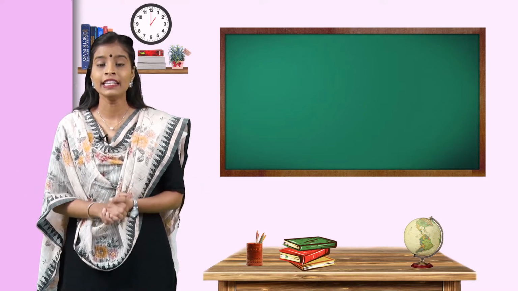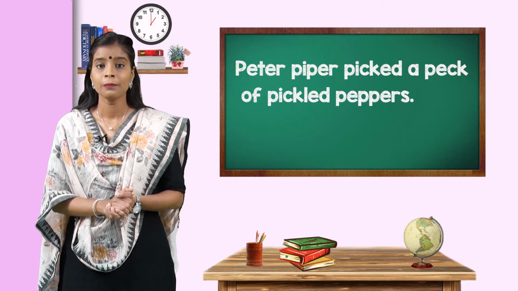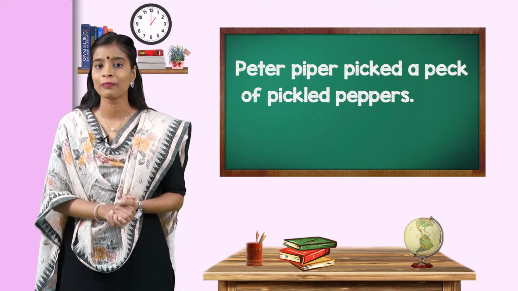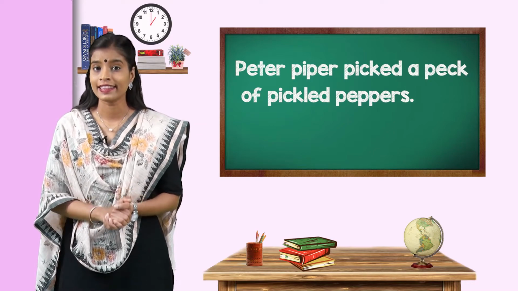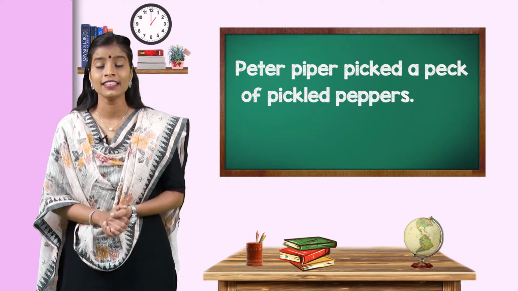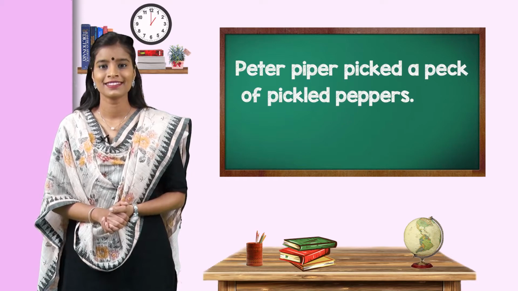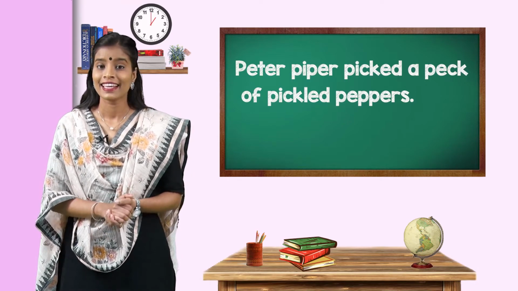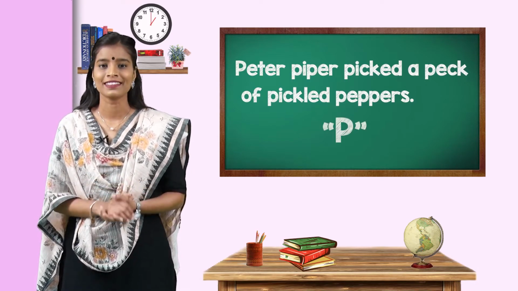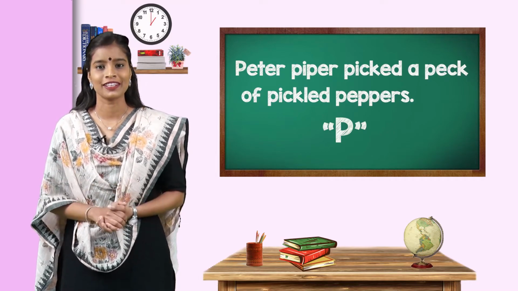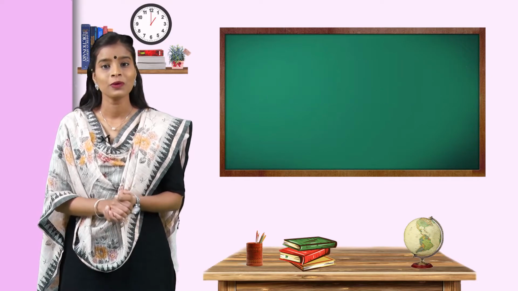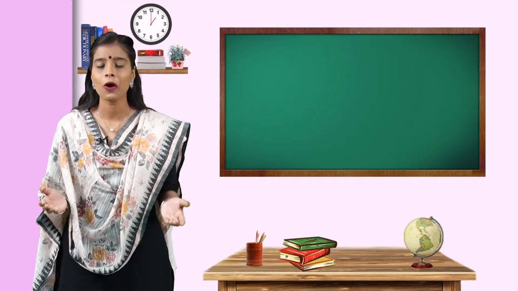For example, Peter Piper picked a peck of pickled peppers. Can you tell me in this line which is the letter that is repeated? Yes, it is the letter P. So this is an example of alliteration. Now let's talk about onomatopoeia.